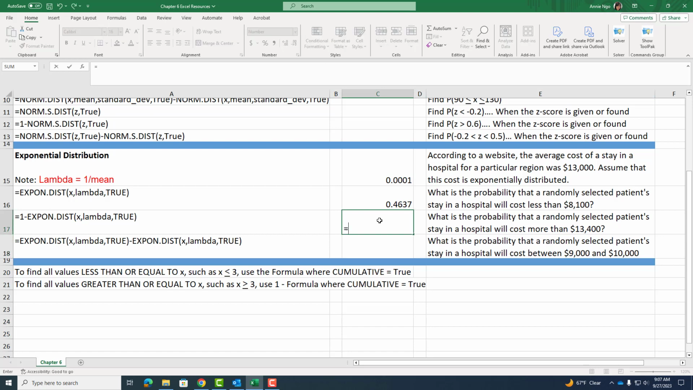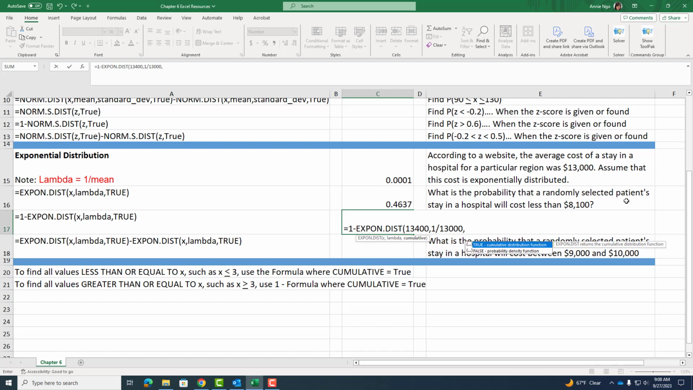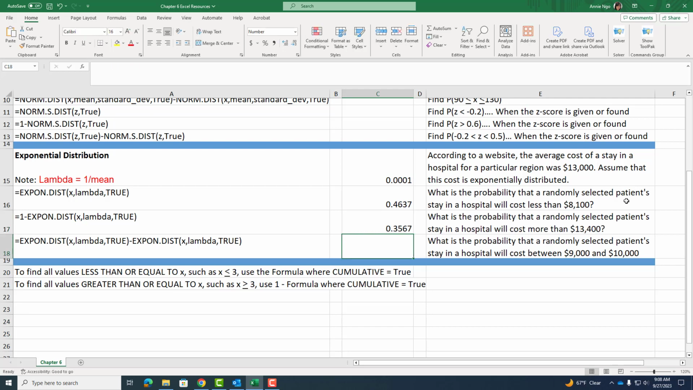So I'll do equals 1 minus EXPON.DIST, parentheses. The x I'm now trying to solve for is this 13,400, comma. My lambda is still the same. It's that 1 over 13,000. And you might ask, where'd that 13,000 come from again? Again, it's in the story here. That was the average cost, comma, and then TRUE. So I'll type in TRUE, close parentheses, and whenever you're ready, you can hit enter. And it's 0.3567 or 35.67% chance that a patient's stay at the hospital will cost more than $13,400.